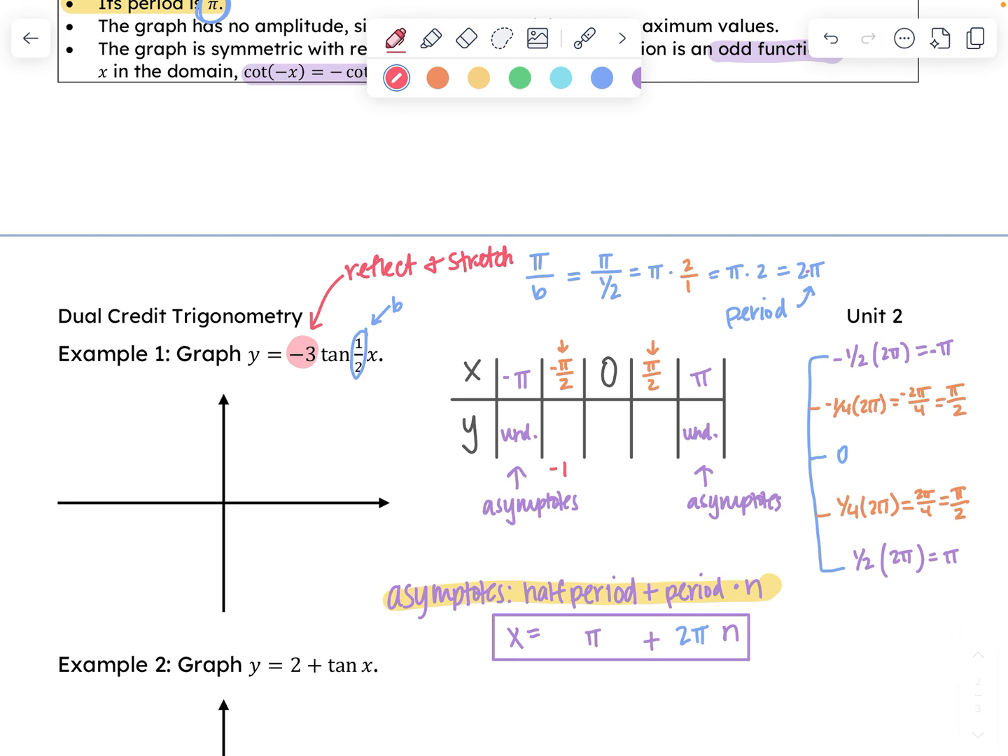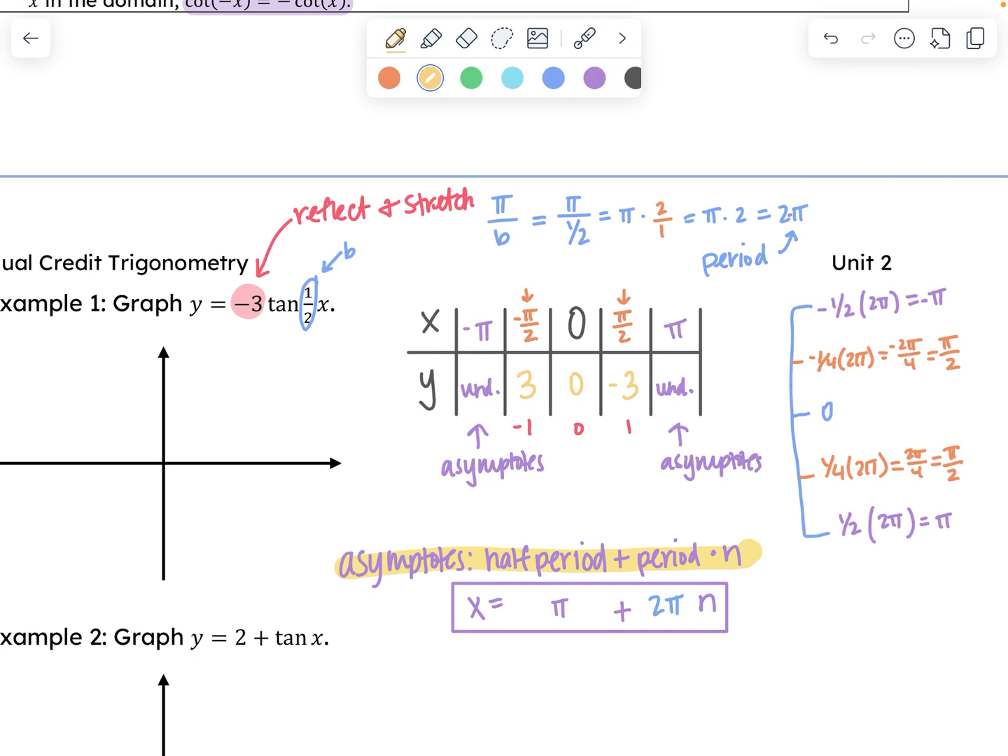Instead of -1, 0, and 1, if we're reflecting, it's going to be positive. And then if that's a 3, now it's going to be a positive 3. The 0 is going to stay the same. And then the 1, reflecting, is going to become negative. And we're going to stretch it by a factor of 3. So now I've got everything there. Let's go ahead and put it on our graph.